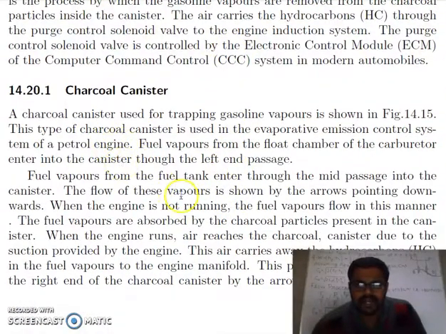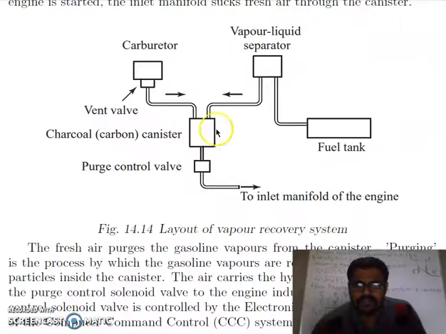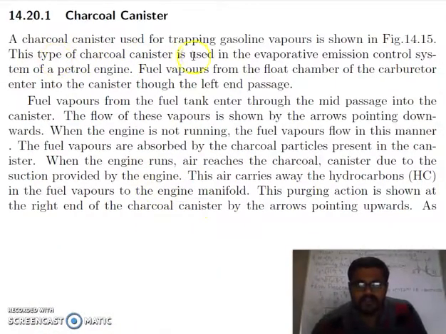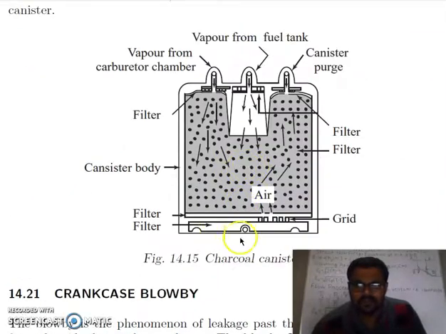So next we'll discuss the charcoal canister. This is the charcoal canister which we used here to absorb the vapors. A charcoal canister used for trapping gasoline vapors is shown in the figure. You can see this is your charcoal canister here. So there are two lines here. One is vapor from the fuel tank.